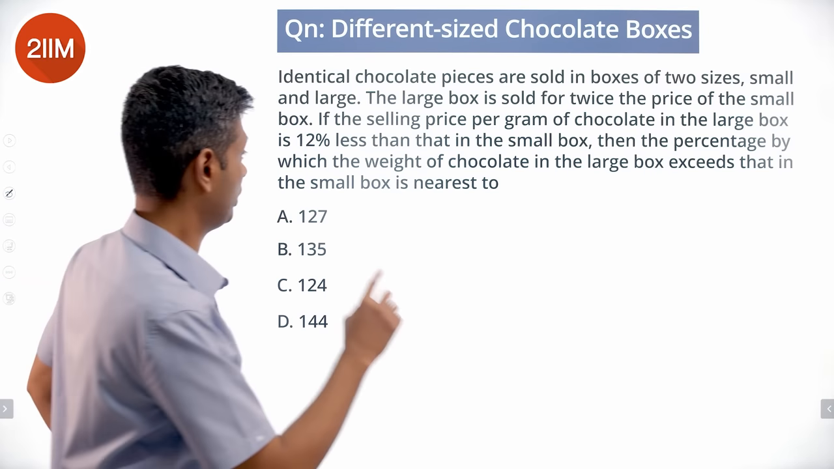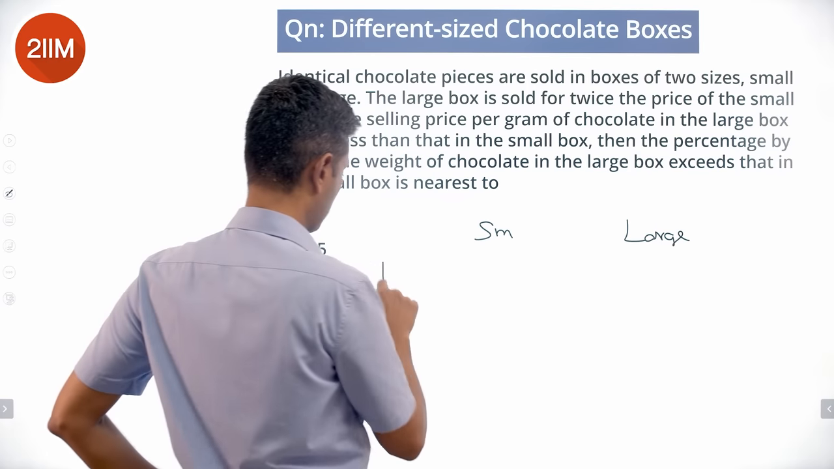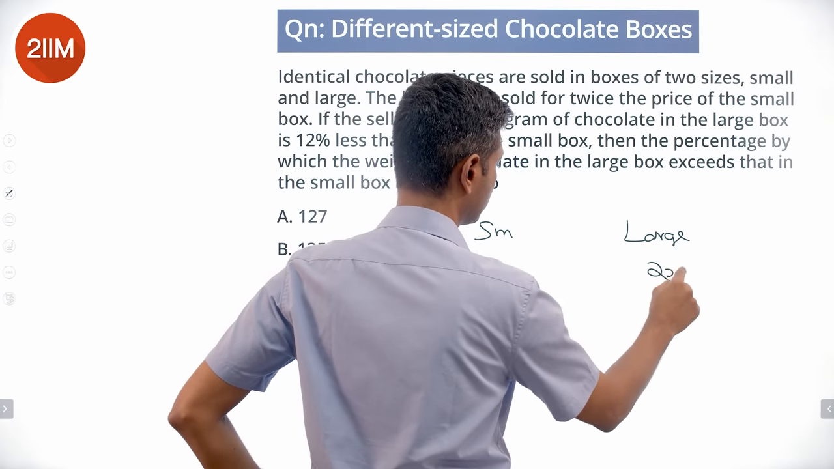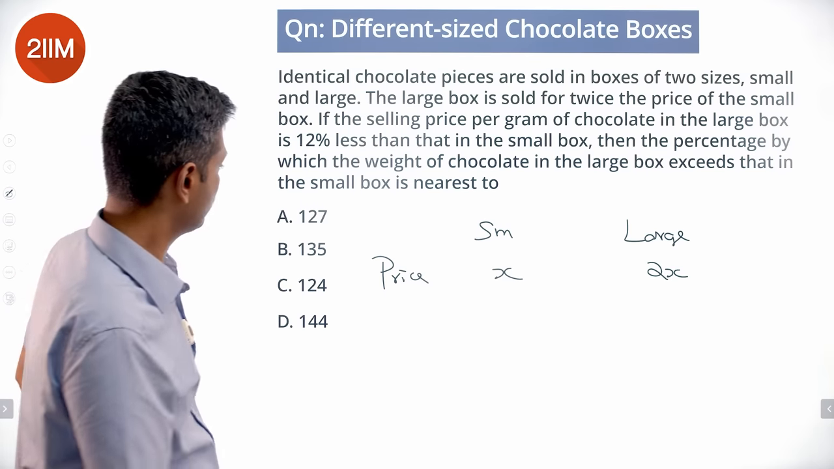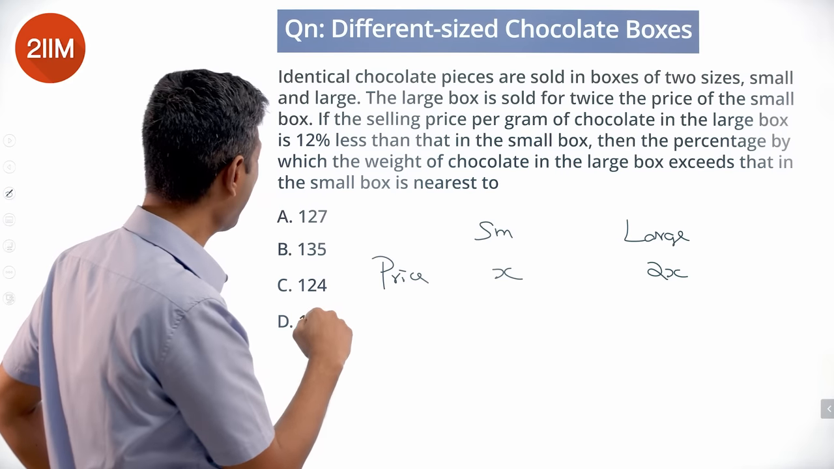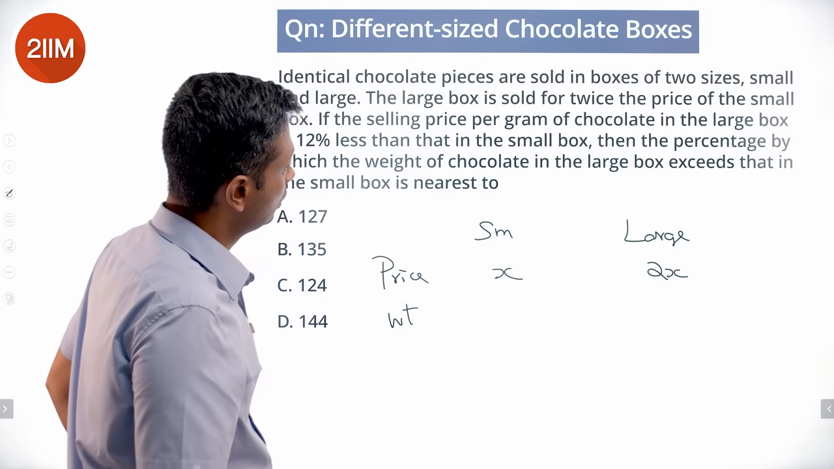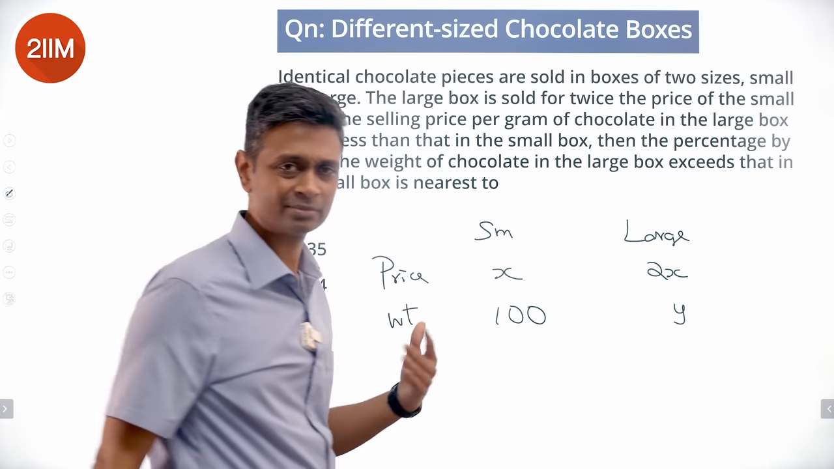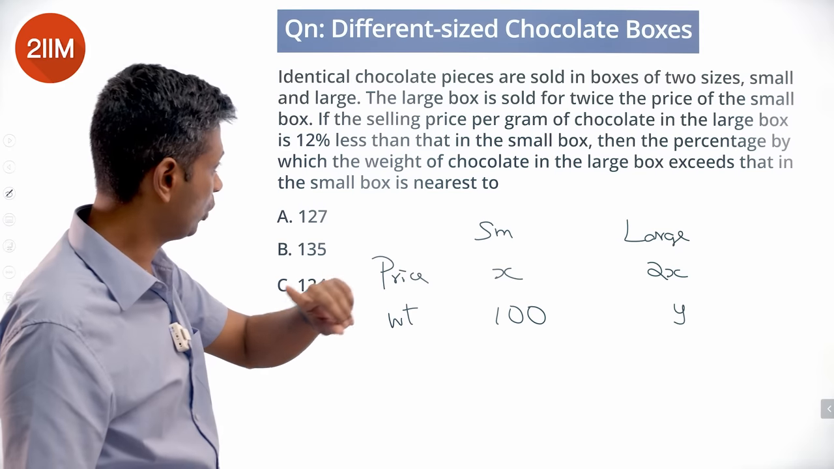It is sold for twice. So small, large, and price. If this is x, this is 2x. Nice. The selling price per gram. So let's say we want to do the weight of chocolate in the large box that exceeds that in the small box. Weight, let's say this is 100 and this is y, so that we can find the percentage difference straight away. This is a weight 100 and y.